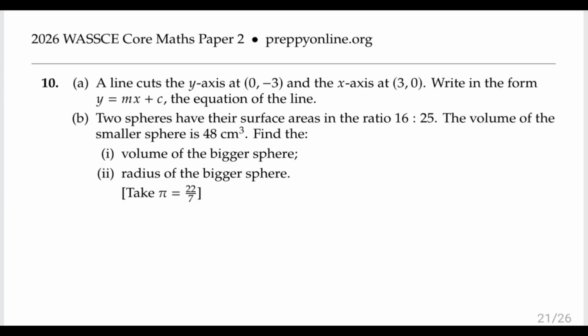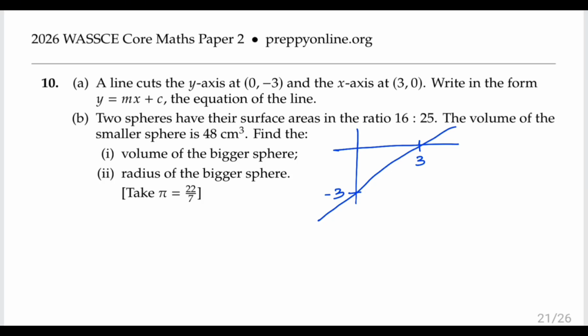Question 10. A line cuts the y-axis at 0, minus 3 and the x-axis at 3, 0. Write in the form y equals mx plus c the equation of the line. So we have a line. We can draw our axes. So on the x-axis we are cutting at 3, 0. And then on the y-axis we are cutting at minus 3. So the line is like this.